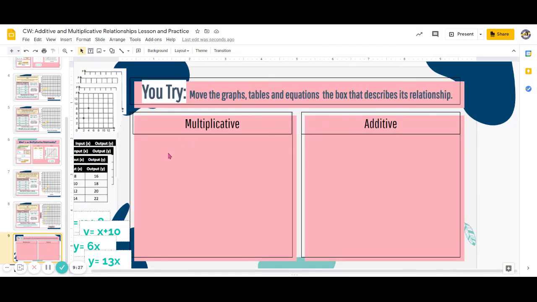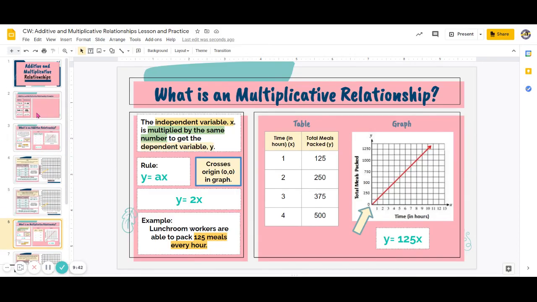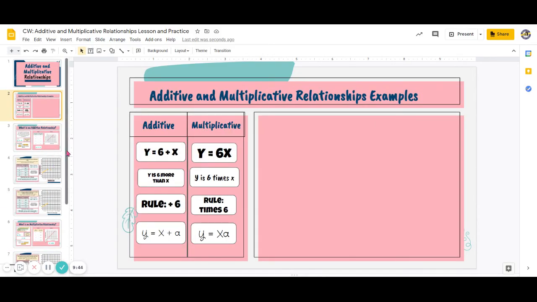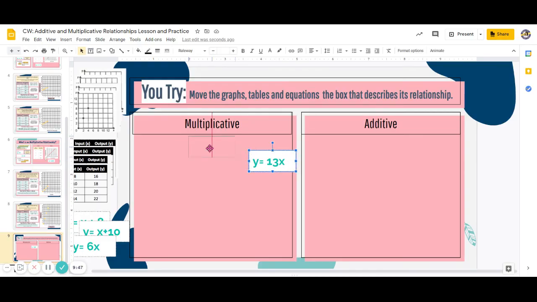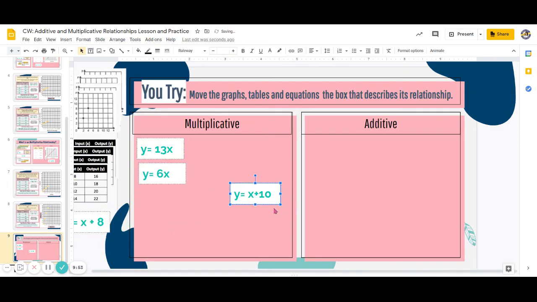So here is our last thing that we got to do. We have to organize our tables, graphs, and equations into multiplicative and additive. Okay, so let's start with this one. This one follows the y equals something x. So let's look which one has that same format. Multiplicative. So that's going to be in multiplicative. This one looks just like this one. Multiplicative. This one I can tell is adding something. And this one I can tell is adding something.